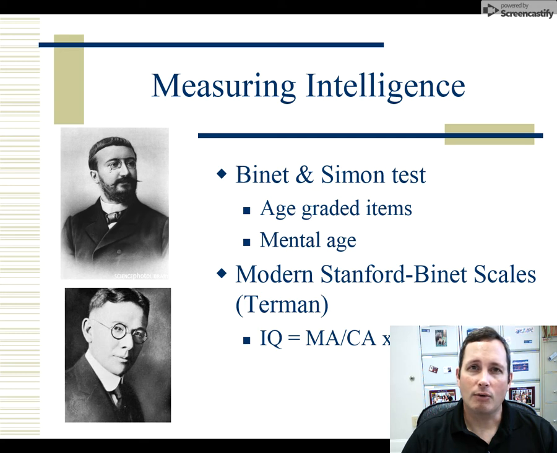And 100 is the average of an IQ score. So you could go to another extreme where let's say you have a 5-year-old, chronological age, who has a mental age of a 10-year-old.